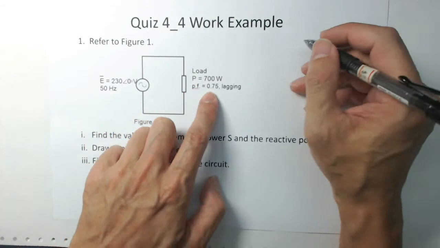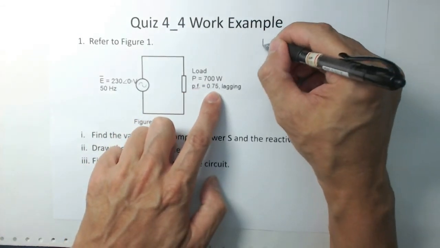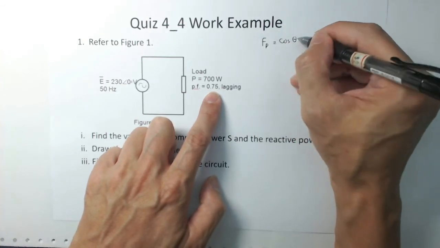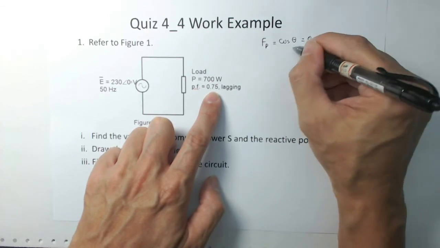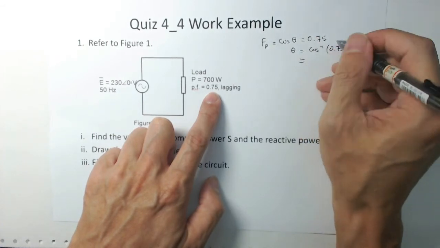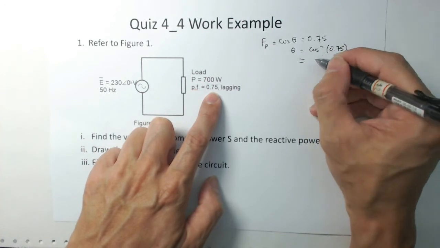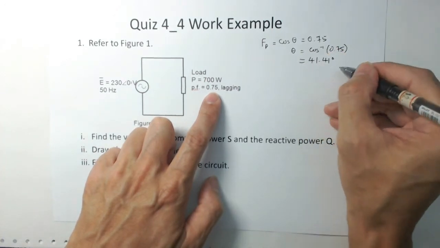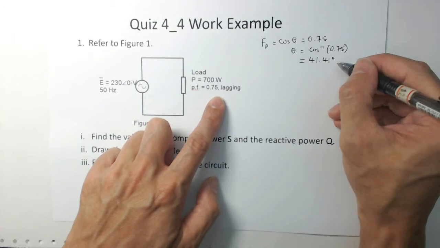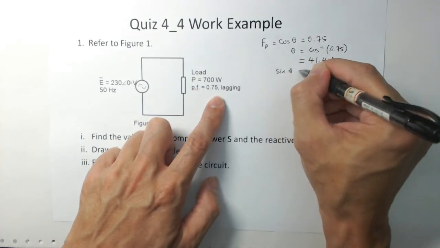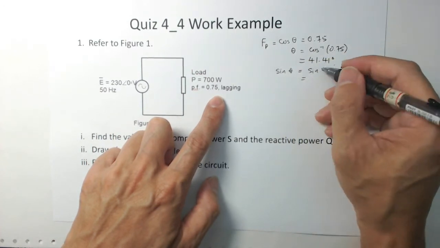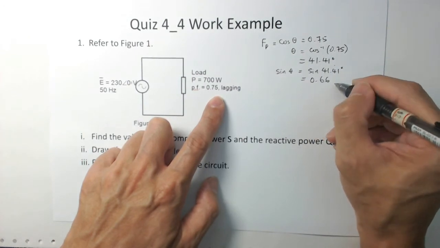Okay, we can start answering this question by looking at the power factor. Power factor, PF, is given as cosine angle theta, which is 0.75. This means angle theta is the cos inverse of 0.75. That's an angle of 41.41 degrees. Now, lagging means the voltage is ahead of the current. Similarly, I can calculate sine theta, which equals sine 41.41 degrees, that's equal to 0.661.